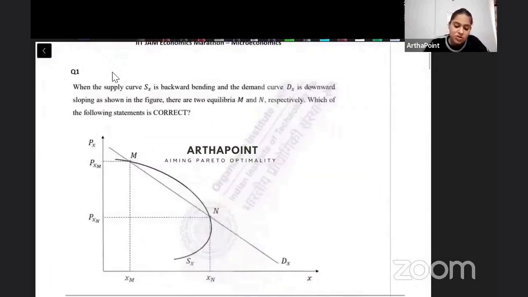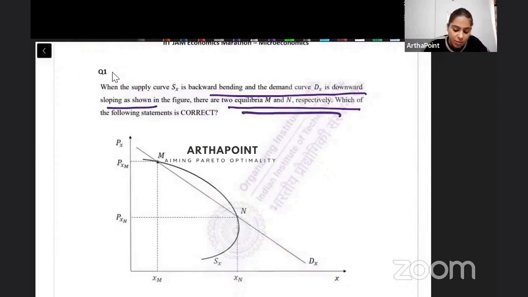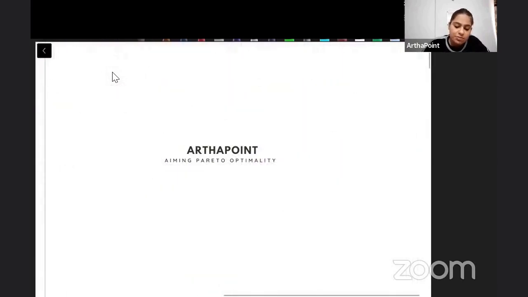Now let's look at this first question. It says, when the supply curve is backward bending and the demand curve is downward sloping, these are the two equilibria given to you, point M and point N, which of the following statements is correct? First of all, let me quickly explain the concept of stable versus unstable equilibrium.